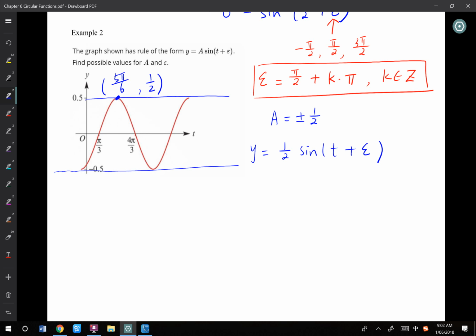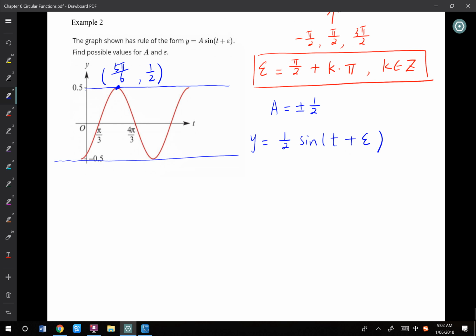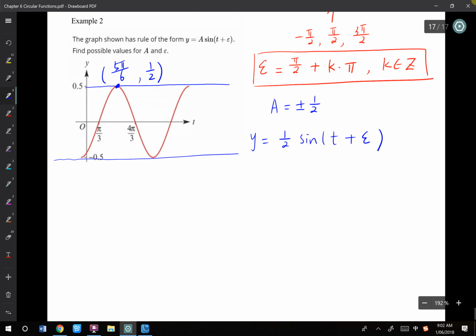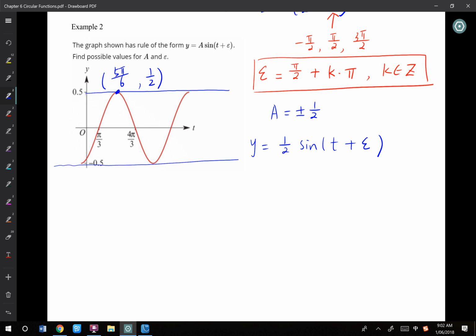Okay, so now I will sub the maximum point in. Let's see the distance. What's the distance between those? That's a distance of pi, and then there's another pi. So one period is 2 pi. That's why we only have a t.